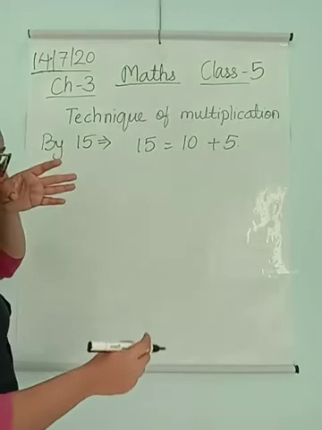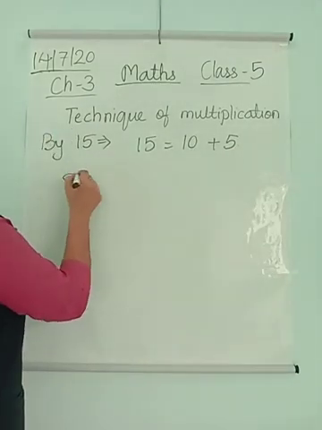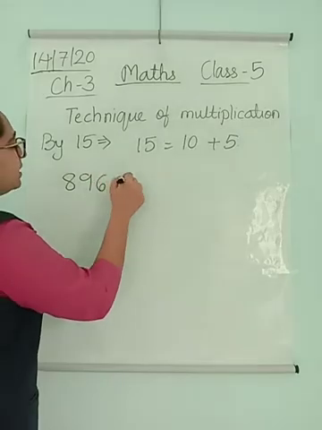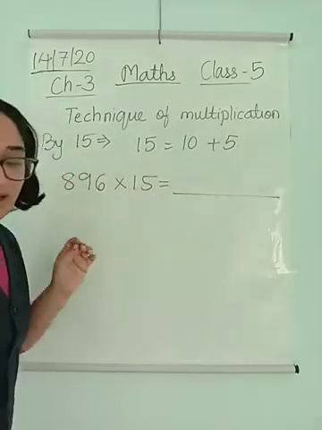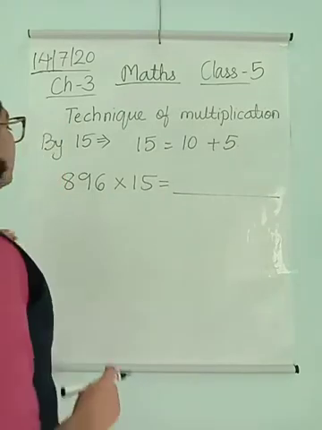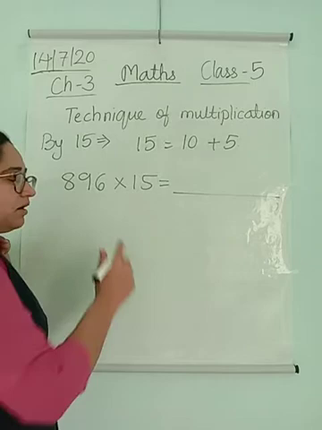Okay, so let's take one example. Say 896 multiply by 15. इसका आंसर मुझे निकालना है. I have to multiply this. Now I will not do the standard multiplication.